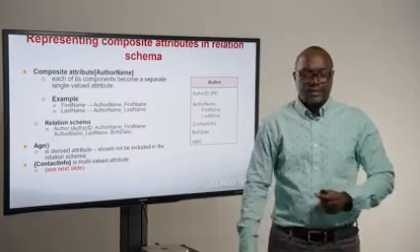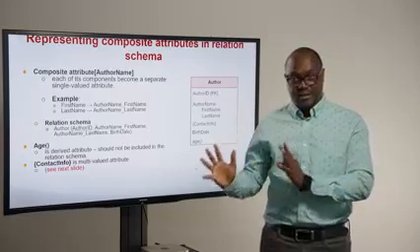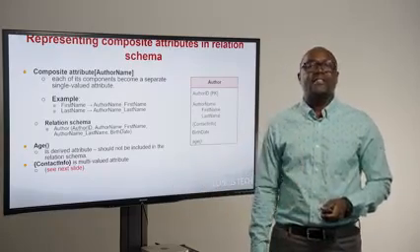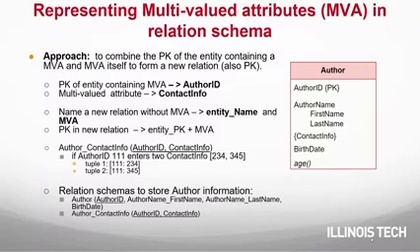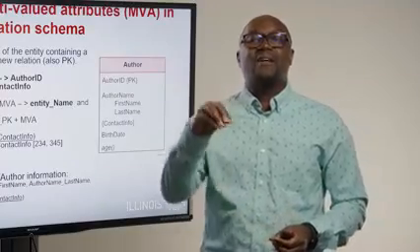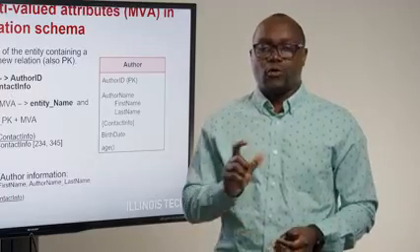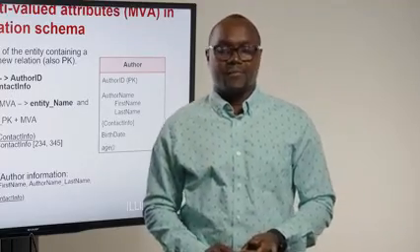Contact information, which is a multi-valued attribute, needs to be handled differently, and we're going to see that in the next slide. Representing a multi-valued attribute, which I'm going to label as MVA, in the relation schema. The approach here is to combine the primary key of the entity containing the multi-valued attribute and the multi-valued attribute itself. Okay, they must form a new relation, and of course the combination must become a primary key.